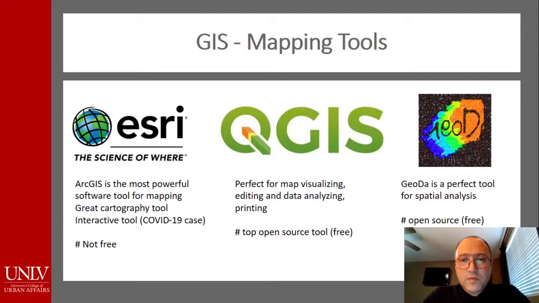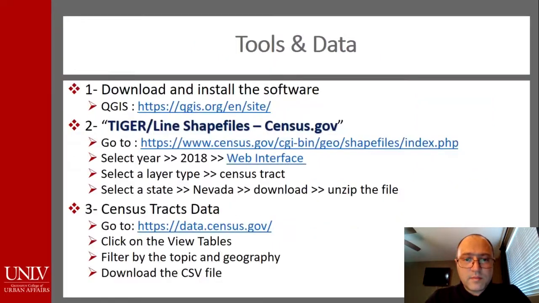And the third one is GeoDa. It is the perfect tool for spatial analysis. I always use this one. It is open source software and free. It's easy to learn, and sometimes you need to use the GeoDa software. In this video, I'm going to talk about QGIS, and you need to install it on your computer and follow all the instructions that I'm going to give on how you can produce the map visualization.